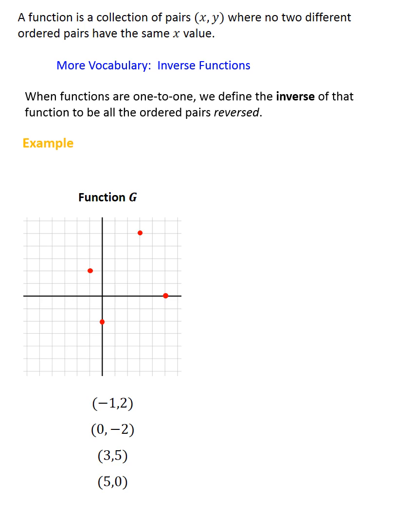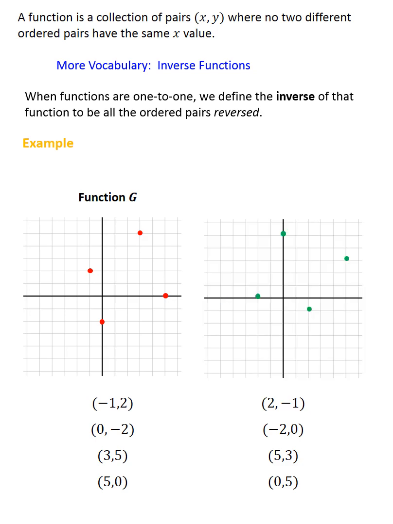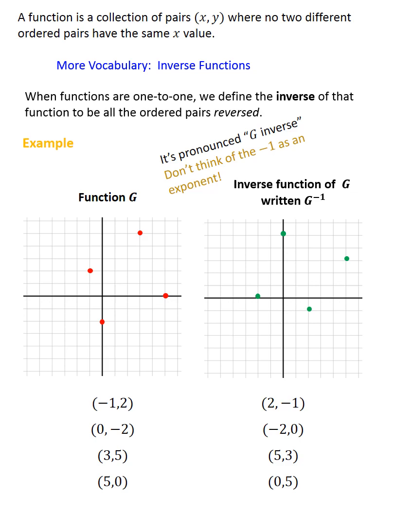If I were to take those pairs or points and reverse the x and y coordinates, notice I've done that here, then this new list of ordered pairs, this new function, which could be displayed graphically or as a list, is called the inverse of g. A quick note about the notation, the g with the -1 hovering over it. It's pronounced g inverse. Do not call it g minus 1, and don't even think of the -1 as an exponent. It's not. It's simply a -1 hovering above the g as a representation of reversal of x and y coordinates.